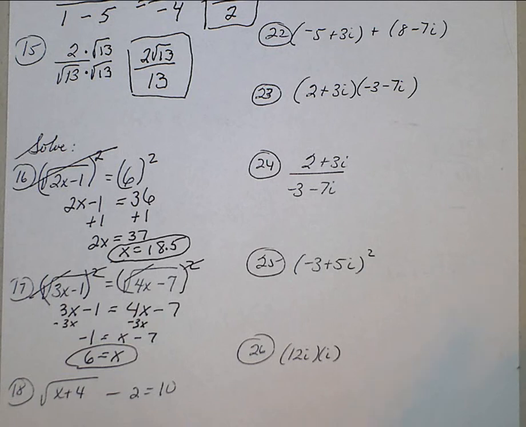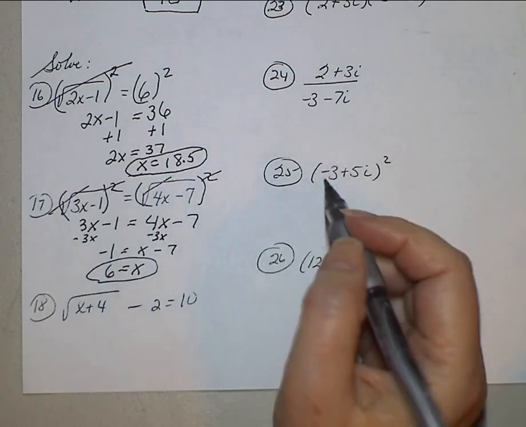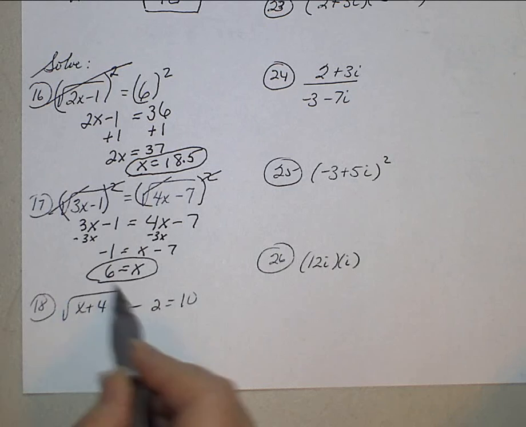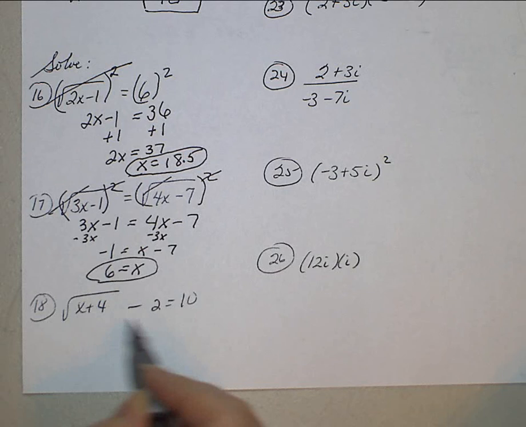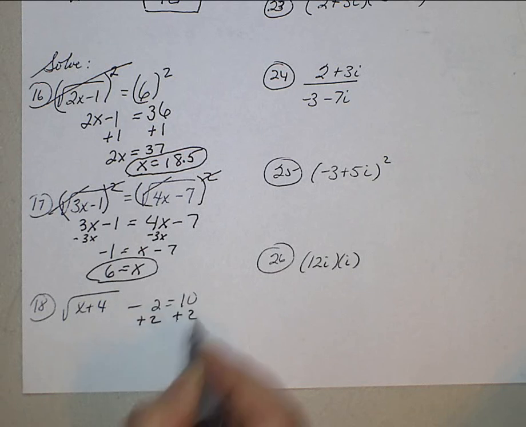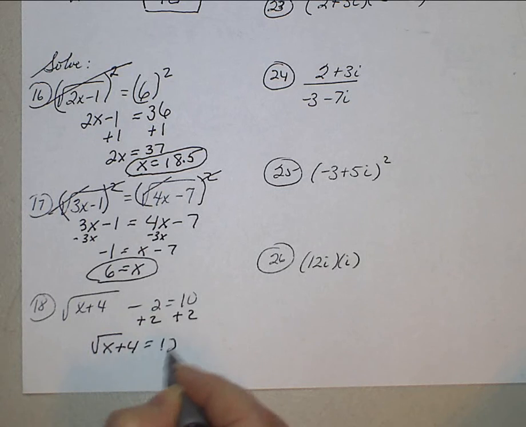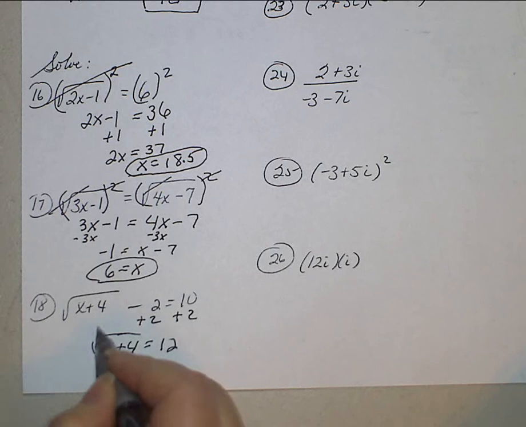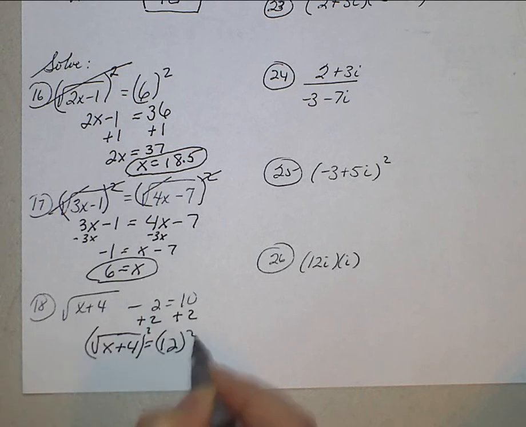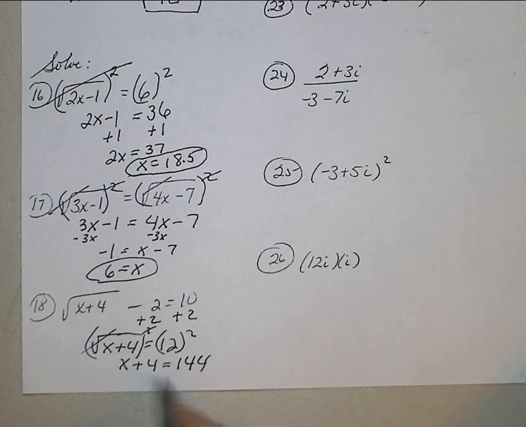Alright, 18, we need to get our square root by itself before we can take the square, so we have to get rid of this. So we have to add 2 to both sides. So we have the square root of x plus 4 is equal to 12. And now we have to square both sides. Square roots cancel with the square. We have x plus 4 is equal to 144. Subtract 4, x is equal to 140.